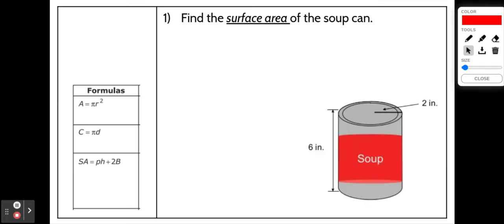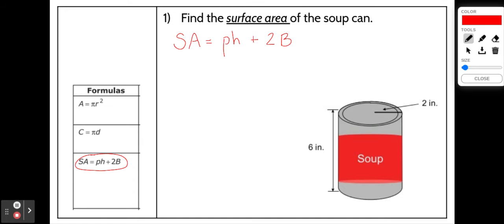Here's our first example. In your notes, go ahead and write down that the height of the soup can is 6 inches and we have a radius of 2 inches. All right, let's give this a try. To find the surface area, we're first going to start off by writing down the surface area formula. It's always a good idea to write down the formula before you begin. So surface area equals pH plus 2B. Okay, then once you have the formula written down, we are going to be figuring out the area of the tube and the two bases.